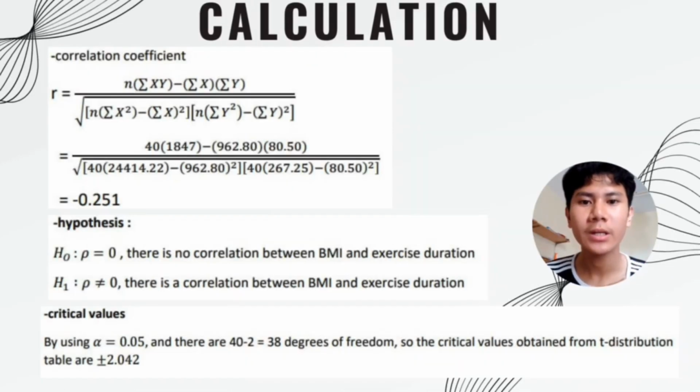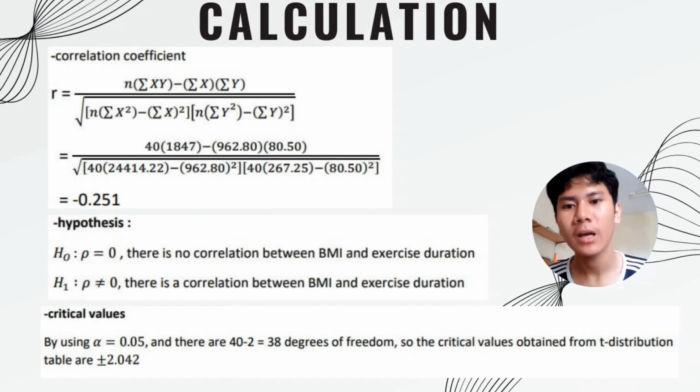So next we start doing the calculation. First we need to find the correlation coefficient, which is the value of R, and this is the formula that we use to find the correlation coefficient. All we have to do is substitute all the values that we have from the data into this formula. And by doing the calculation, we get the value of R, which is negative 0.251.